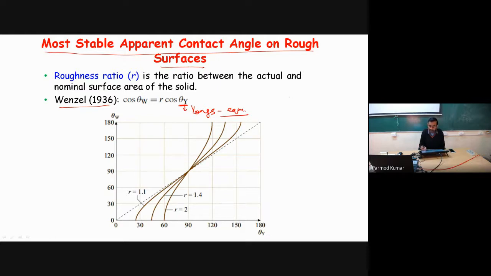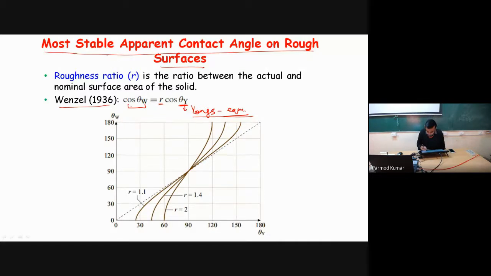However, due to the surface perturbations, we will have some apparent contact angle which is other than the actual contact angle. So if we have to find the value of that actual contact angle based on Young's equation, we have this equation given by Wenzel. In this equation, whatever contact angle is obtained from Young's equation is multiplied with some factor r to find the value of the Wenzel contact angle, and this Wenzel contact angle is actually the most stable apparent contact angle on the rough surface.